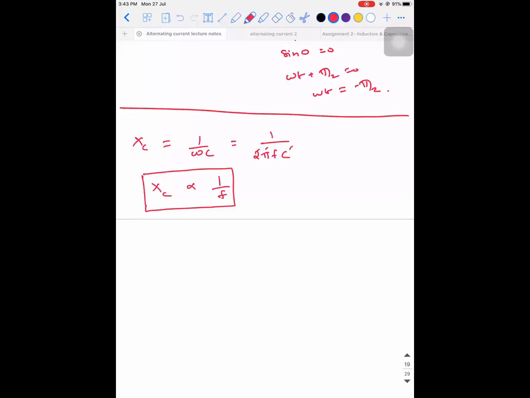So inversely, the relation between X C and f is very, very important. Okay, is this clear? So X C is inversely proportional to f.